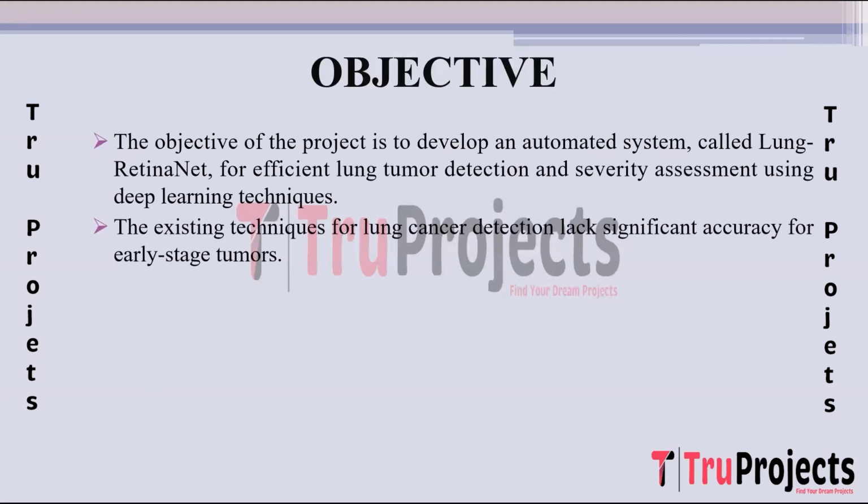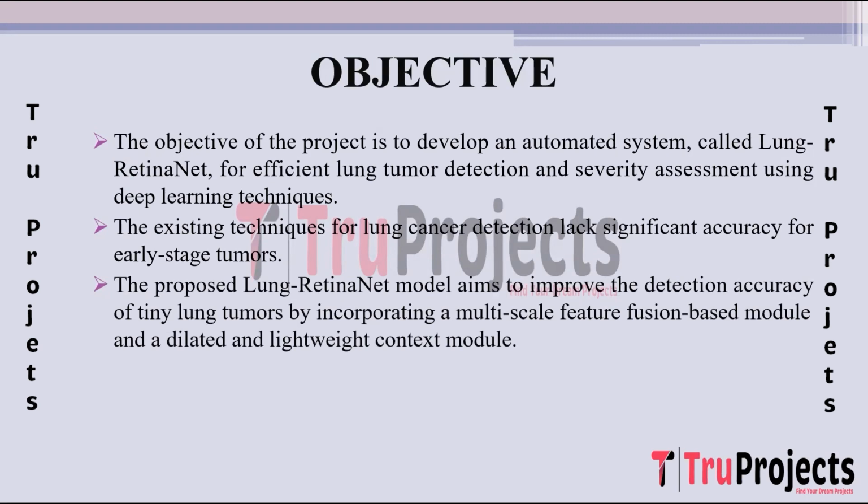Existing methods for lung cancer detection often struggle with accuracy, particularly when it comes to identifying early-stage tumors. These methods misinterpret small or subtle signs of tumors, leading to lower accuracy rates, especially in detecting tumors in their initial stages. The Lung RetinaNet model is proposed to specifically target the challenge of accurately detecting tiny lung tumors. It plans to achieve this by incorporating two key modules: a multi-scale feature fusion based module and a dilated and lightweight context module.